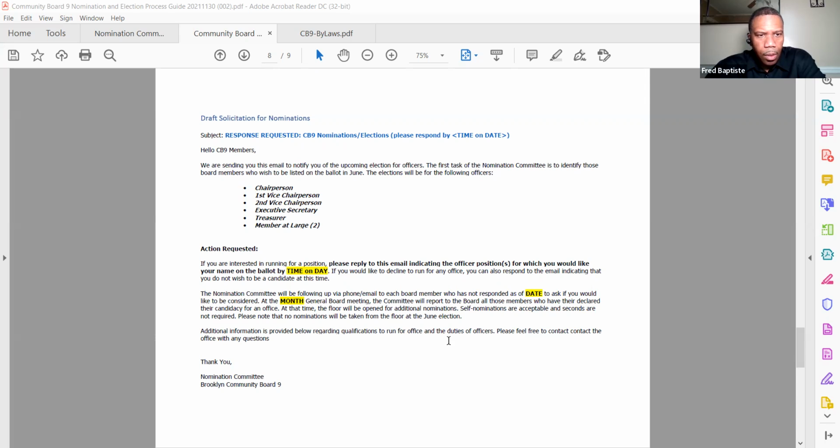Nominations will be following up with whoever has not responded as of 3 p.m. The language will just read: at the December general board meeting, the committee will report to the board all those members who declared their candidacy. At that time, open self-nominations are acceptable. Seconds are not required. No nominations will be taken from the floor. We'll just change that to the January election, because that's when the election would actually happen. Otherwise, I think it's pretty straightforward.